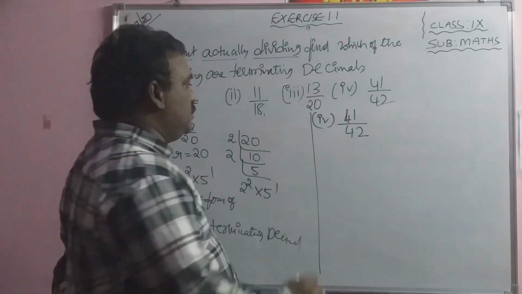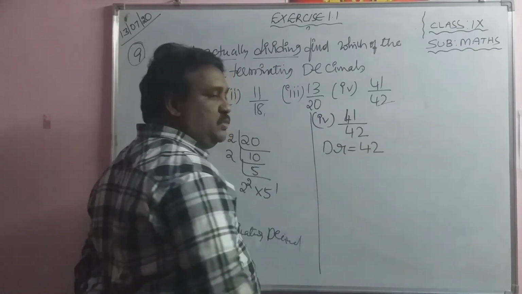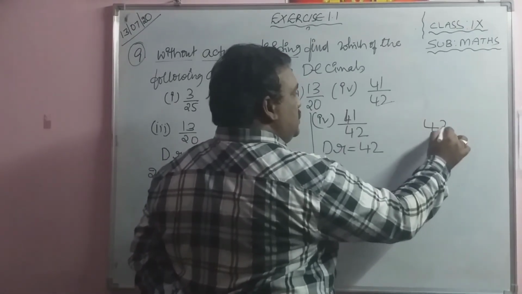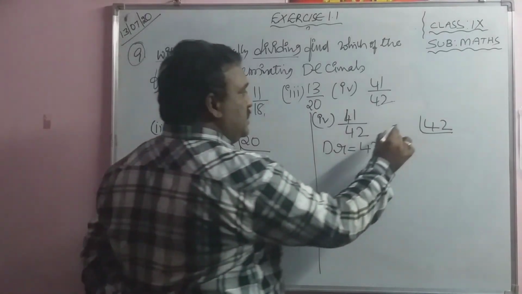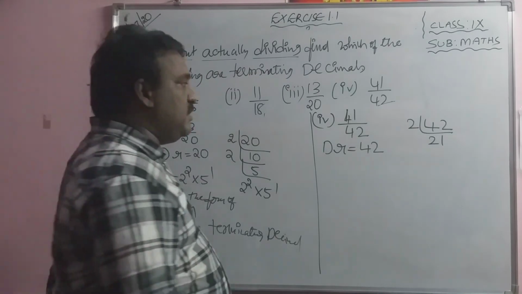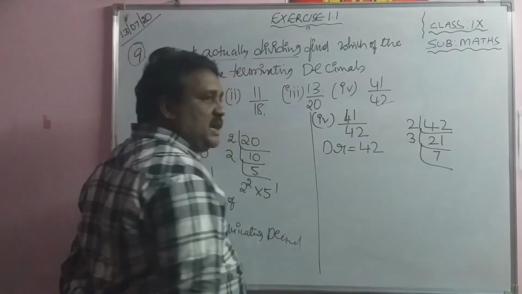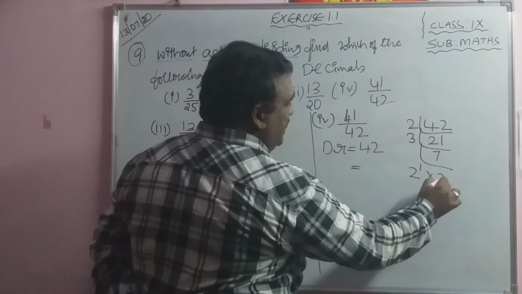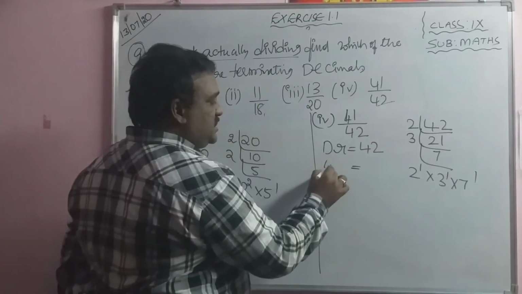41 by 42. Think about denominator. Denominator how much? 42. See denominator only. Leave numerator. 42. Do the rough work. 42. Which table? 2 table, 21 times. Then which table? 3 table, 7 times. What we get? 2 power 1 into 3 power 1 into 7 power 1.